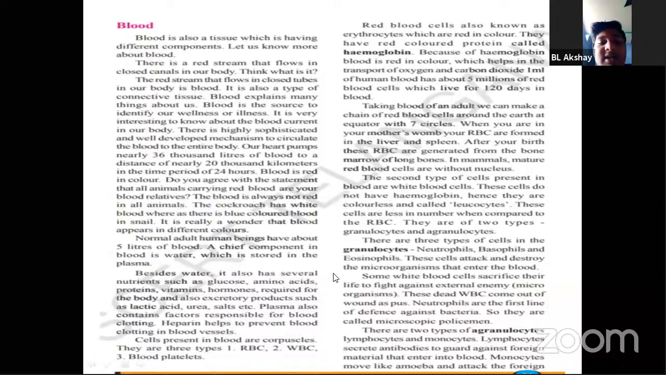My dad's B positive, sir. Okay, B positive. My mother's A positive. Mother's A positive. Sister's O positive. Okay, fine. Thank you, because you have also given one blood relative.